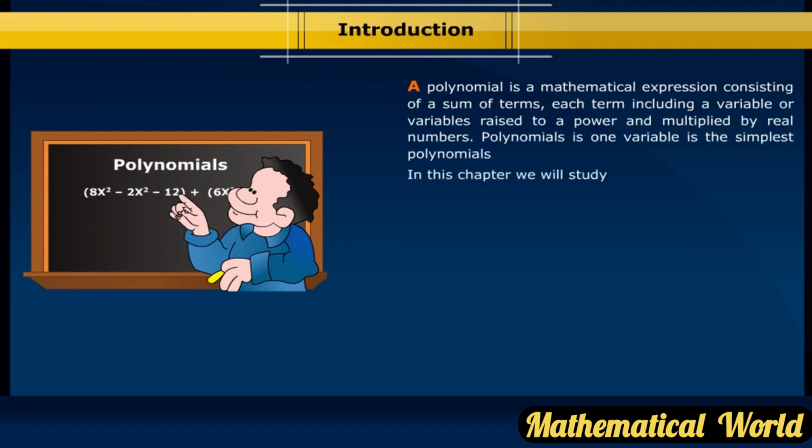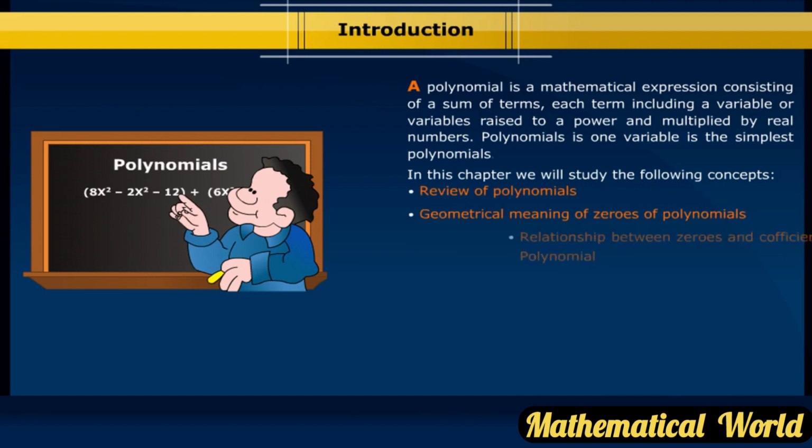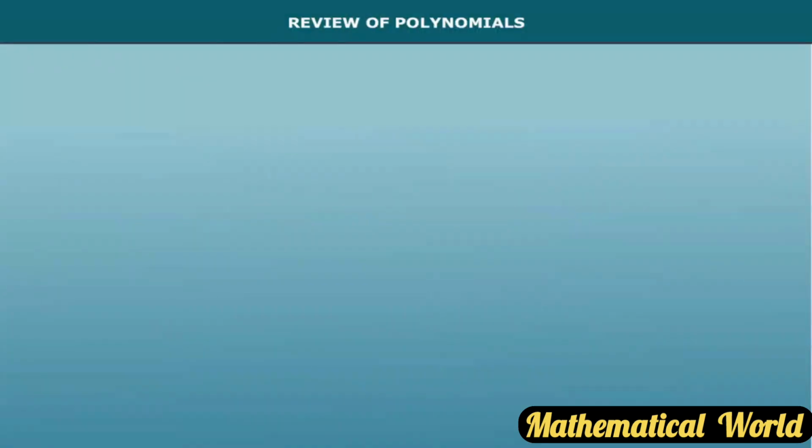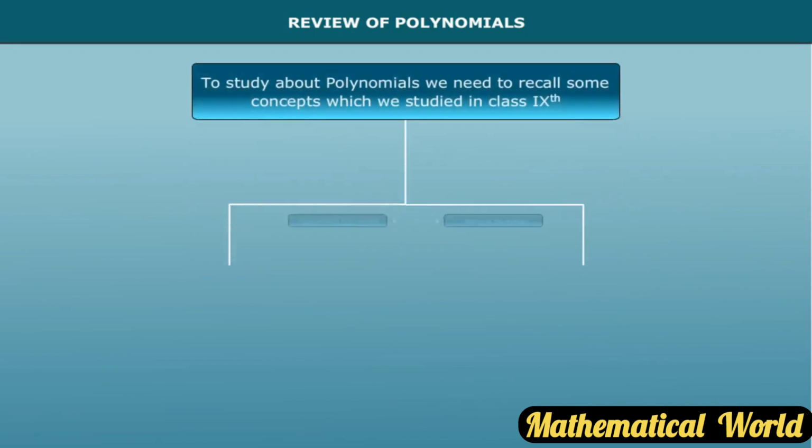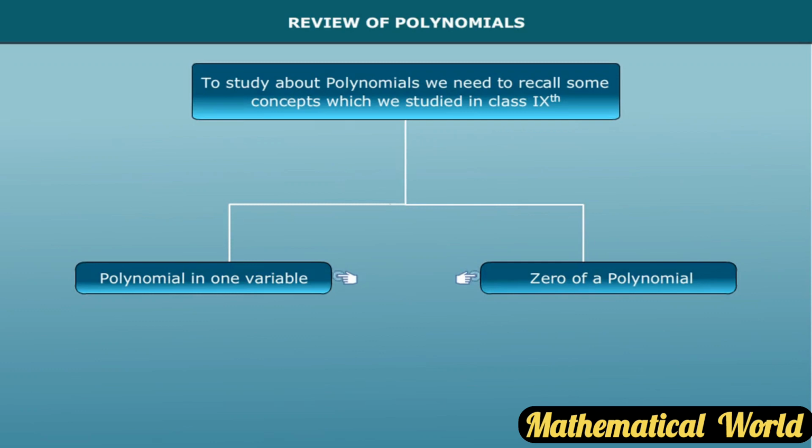In this chapter, we will study the following concepts: review of polynomials, geometrical meaning of zeros of polynomials, relationship between zeros and coefficients of a polynomial, division algorithm for polynomial. Review of polynomials. Before studying about polynomials, we would recall some basic concepts of polynomials.